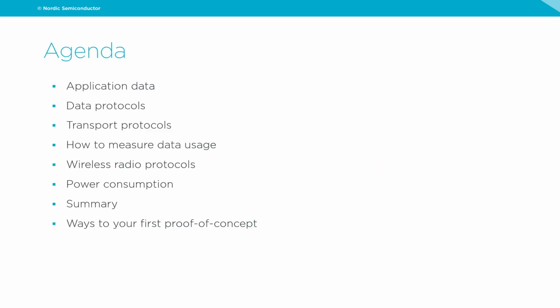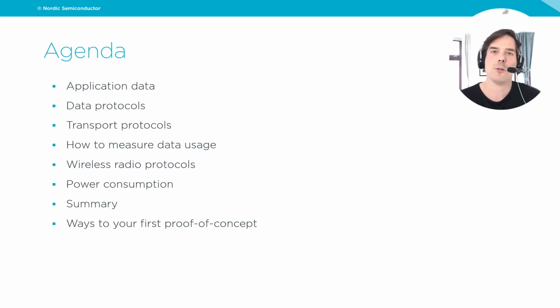Our agenda for today is to look at the protocols that are involved when a device talks to the internet. So we look at the application layer, what's to consider there, down to the transport protocols, because there are a lot of decisions to be made that influence the amount of data a device is sending. And saving data is very, very important because it is a cost factor, but it also influences power consumption.